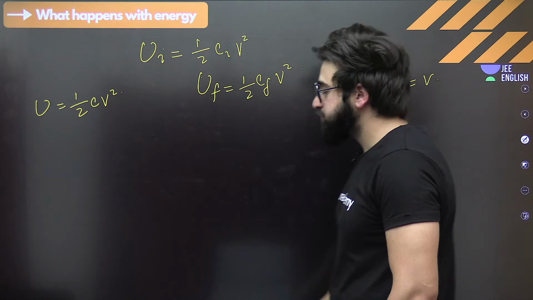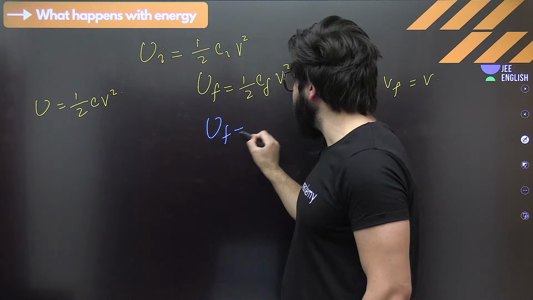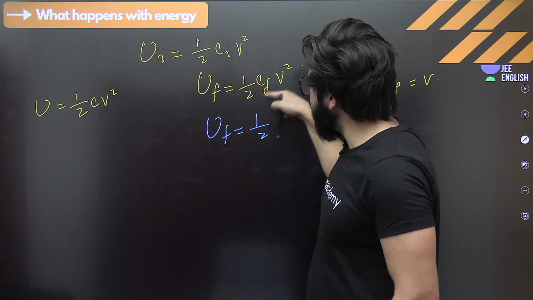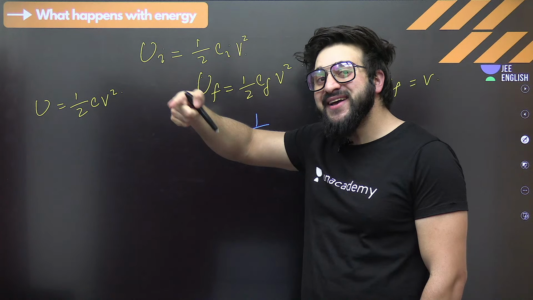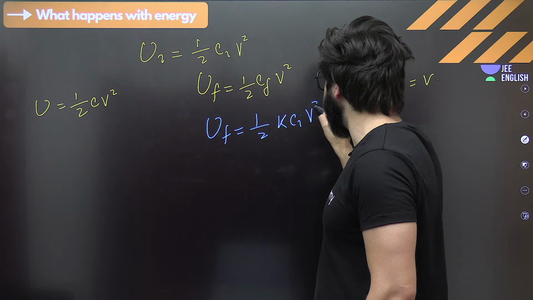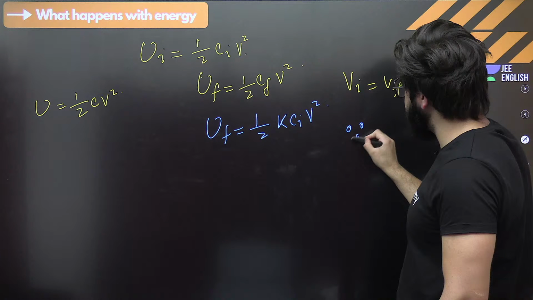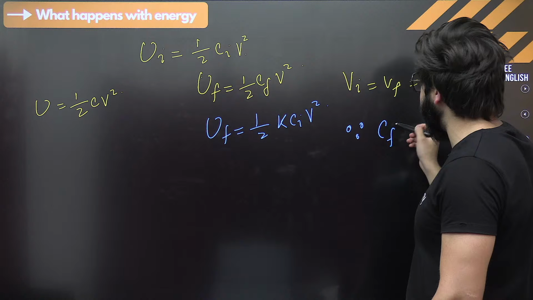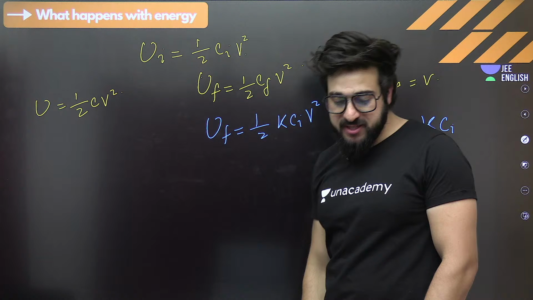Now, can I say in this case, this UF will be nothing but 1 by 2. Instead of this CF, can I write K times of CI? So I'll just write K times of CI, and this will be V square. Why K times of CI? Because we know capacitance finally is increased by K times of CI. Understand? We have studied this previously.